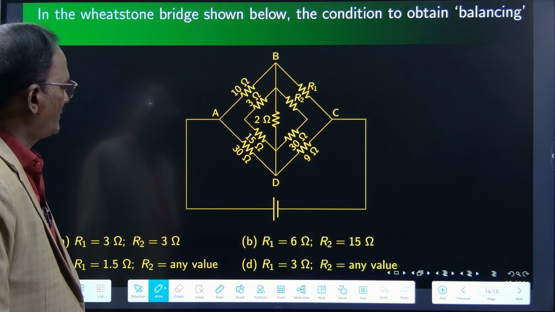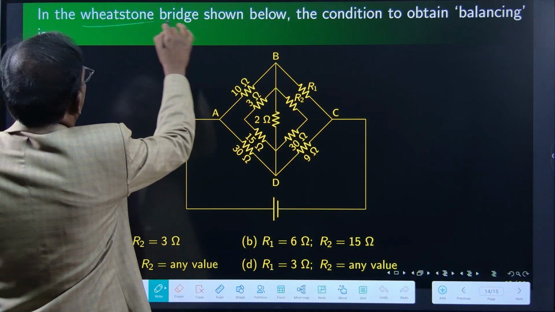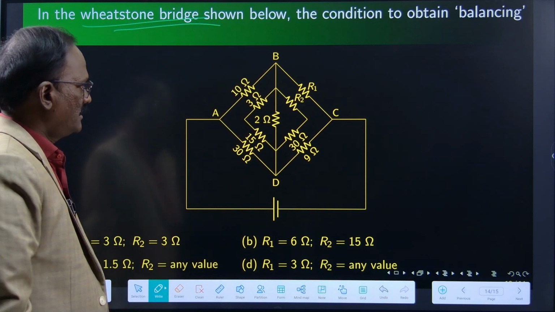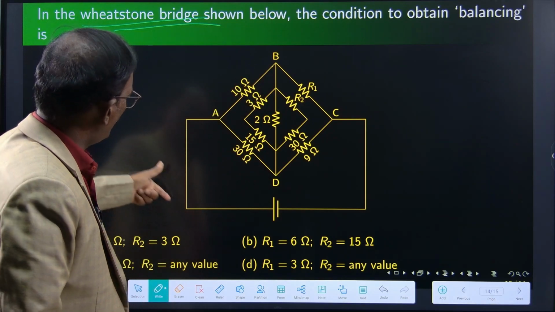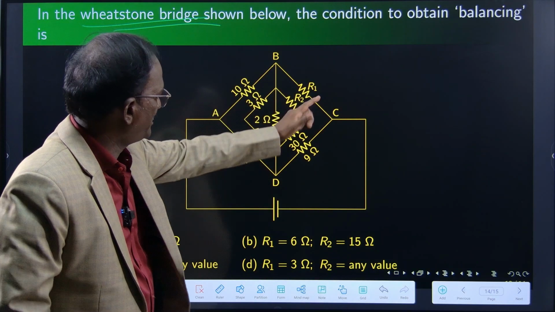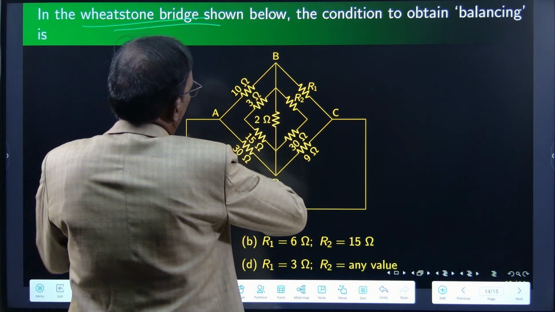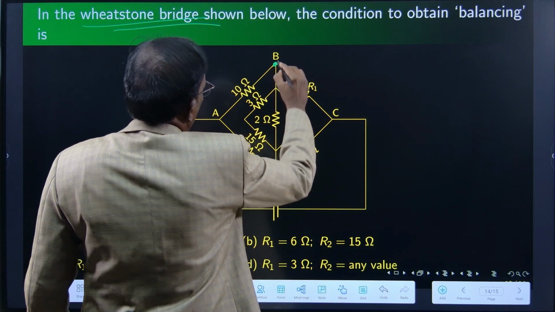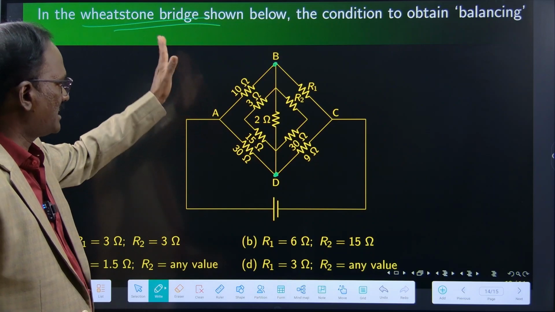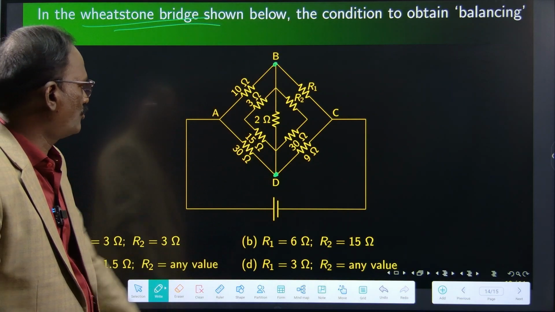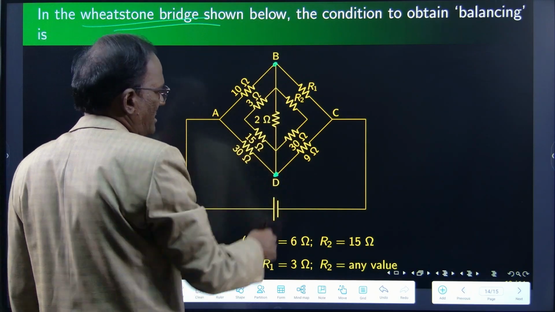So we have to find the values of R1 and R2, but this is one Wheatstone bridge arrangement. This is the center arm because the external battery is connected between A and C. So B and D are the center arm. We must have VB and VD the same because it is a Wheatstone bridge. Already it is given. It is a Wheatstone bridge arrangement, so no matter how many resistors are given here, this is the center branch.